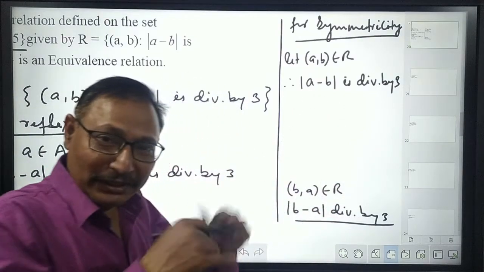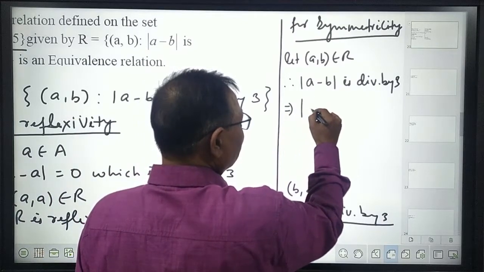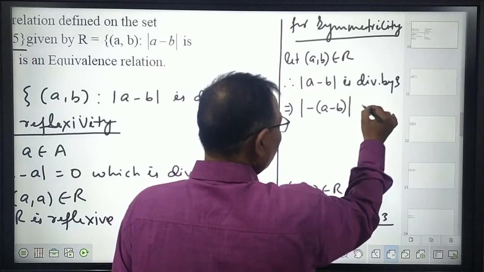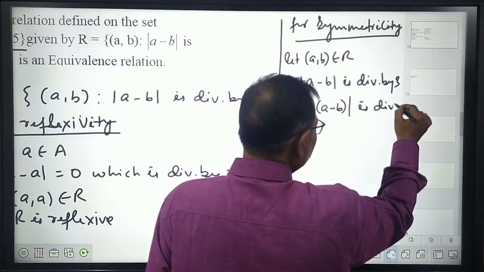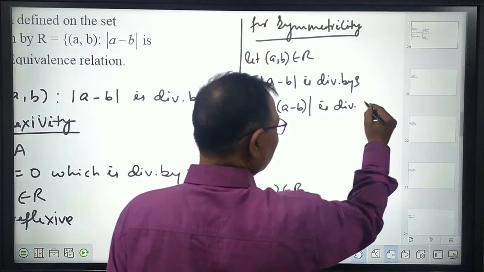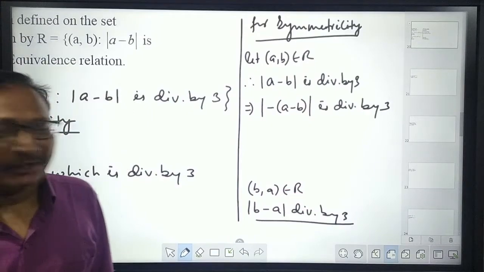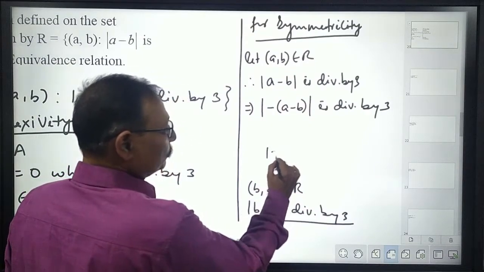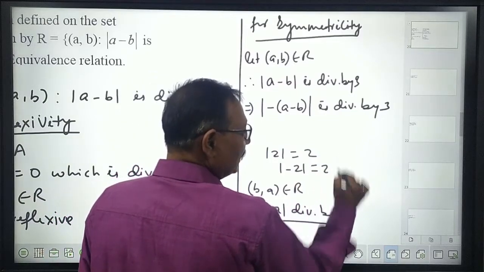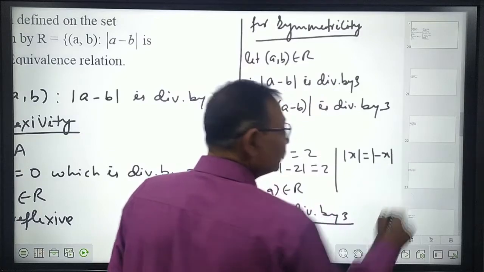So we should now manage this one. Tell me, can I write it in this way, that this is divisible by 3? Is this statement correct? Yes, it is correct. Actually, we know that modulus of 2 is equal to 2 and modulus of minus 2 is also equal to 2. That means modulus of x is equal to modulus of minus x.